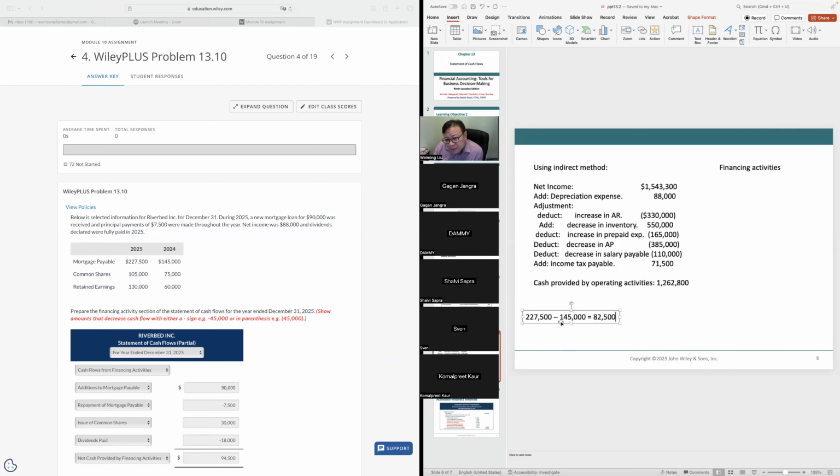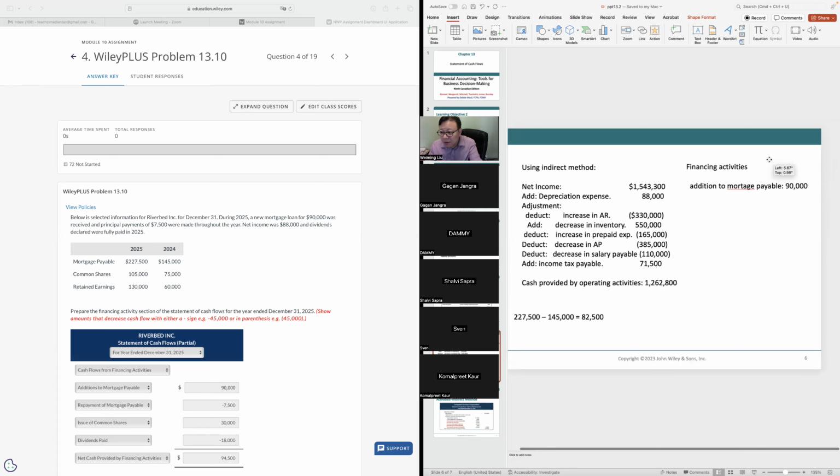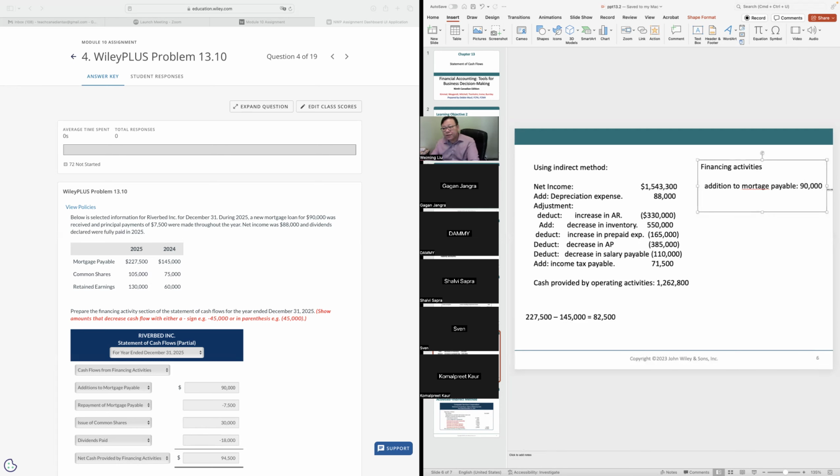So the difference is 82,500. Why is it 82,500? I'm going to show you. First, you have an addition to mortgage payable. That addition is 90,000. So you have a new mortgage. When you have a new debt, you receive the cash, $90,000.